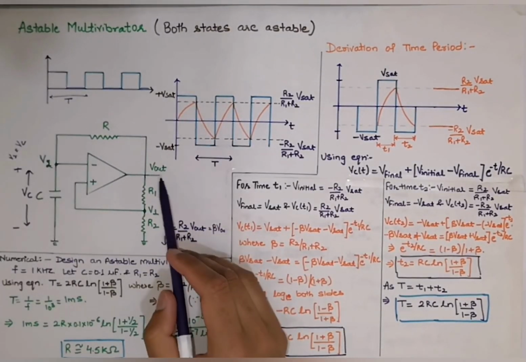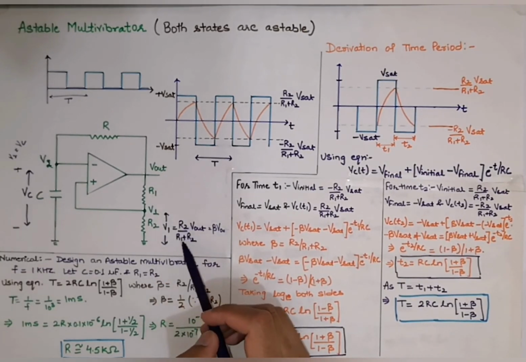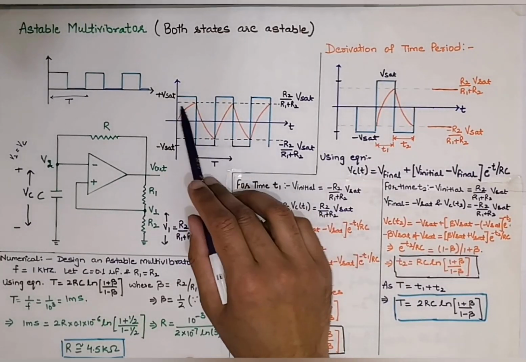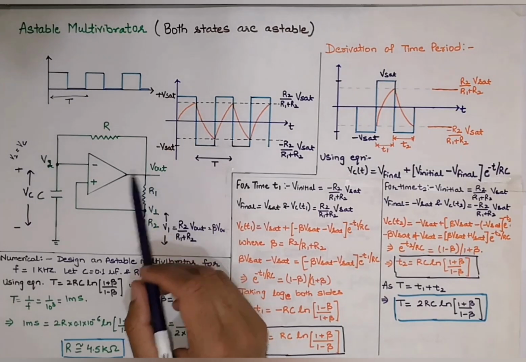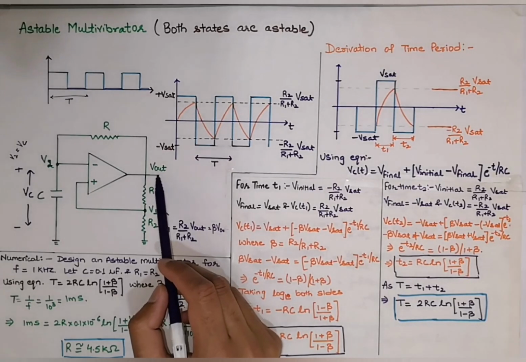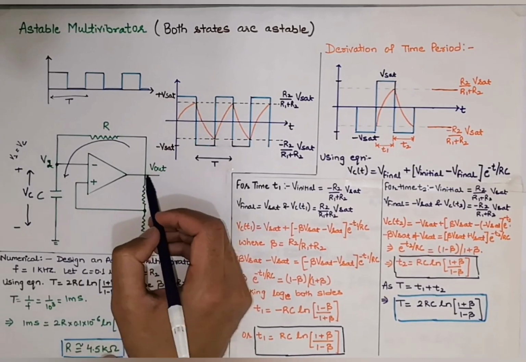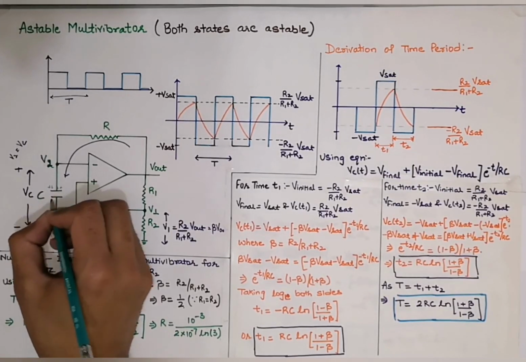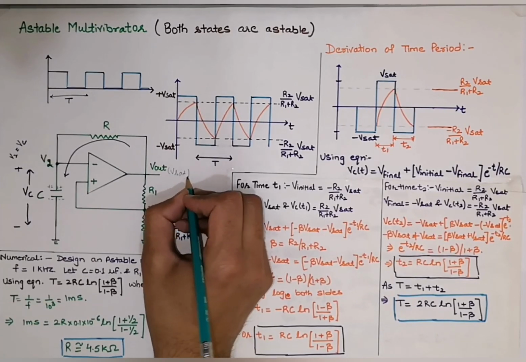So let us assume first the output voltage is at plus V saturation. Due to that, our V1 will be R2 upon R1 plus R2 of plus V saturation, so we get this level at the non-inverting terminal. Now, for example, if our starting capacitor is totally discharged, then due to the positive output voltage, this capacitor will start charging through this resistor R. Due to the charging, there will be positive voltage on this plate and negative voltage on this plate, because we have assumed V output equal to plus V saturation.